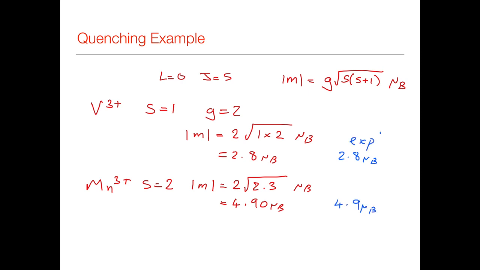So when you need to take into account the magnetic moment of the 3D states, the orbital angular momentum is quenched. It doesn't contribute, so we can set it to 0, and we just calculate the magnetic moment based on the spin, and that does a remarkably good job. For the 4F, we need to take both orbital and spin into account.